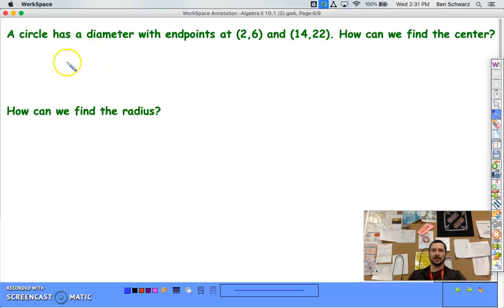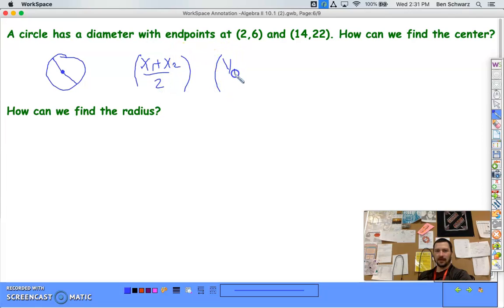If you think about a circle, it's a really horrible circle, and the diameter goes all the way across. We want to find the center, which shouldn't it be right in the middle? Hopefully you're saying yes. So what we have to do is find the midpoint. If you remember, the midpoint formula is when you add your x's and divide by 2, and then add your y's and divide by 2.